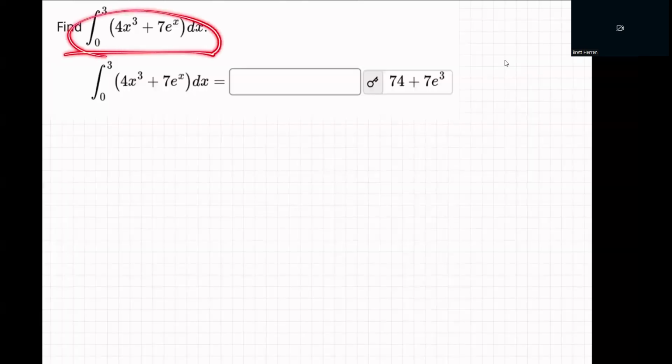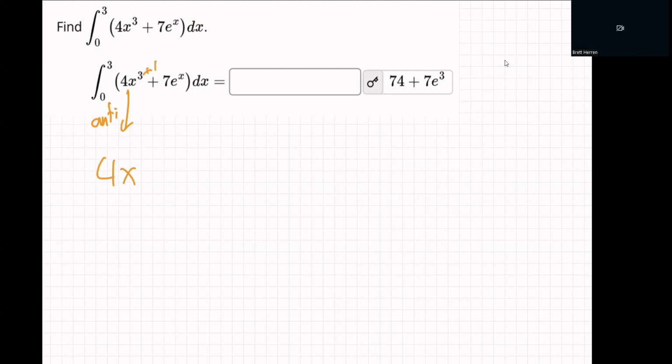integral from 0 to 3 of that function. So how are we going to do it? Well, an integral is an antiderivative. So we're going to do the antiderivative. You add 1 to the power, and then you divide by that. Plus, and then the next one we're going to do the antiderivative.